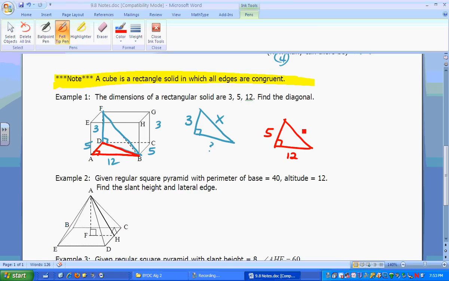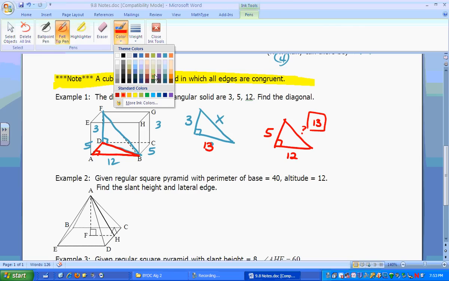Well, we can find this side right here, which is our question mark in the blue one, and we could do the Pythagorean theorem. Or we know this is a 5, 12, 13 right triangle. So right off the bat, this side is 13. So now we can plug it in here. Now what do we know? Now we can do our magic over here of what we need.